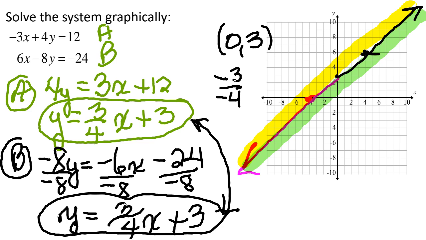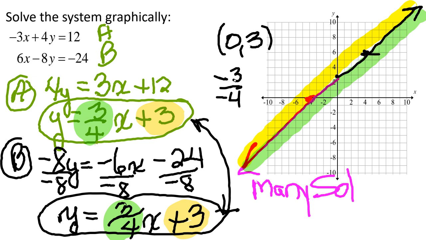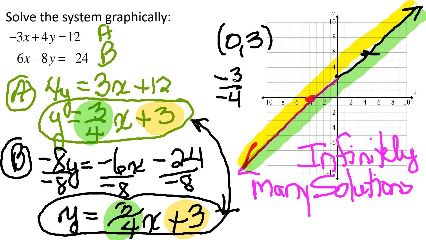Same slope, same y-intercept. Now, the solution is many solutions, or what they call infinitely many solutions. Okay? Now, this is graphic.